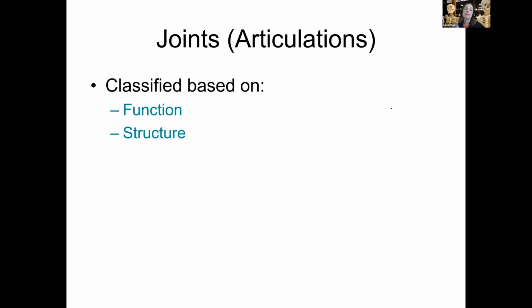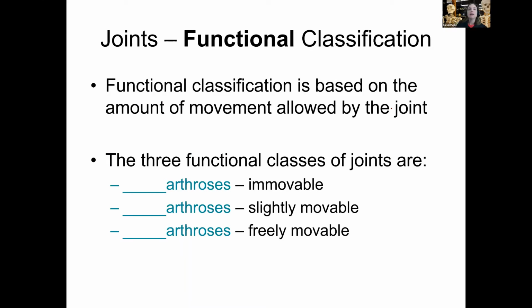All right, so I told you that we classify our joints 2 ways. Functionally, based on how they move, and structurally, based on what's holding them together. So we're going to hit the functional classification first. Okay, so again, functional classification is the amount of movement that's allowed by the joint. And there's 3 functional classifications. Okay, so there is a synarthroses. And a synarthroses is a joint that is completely immovable. So it's where two bones come together, but you get no movement.